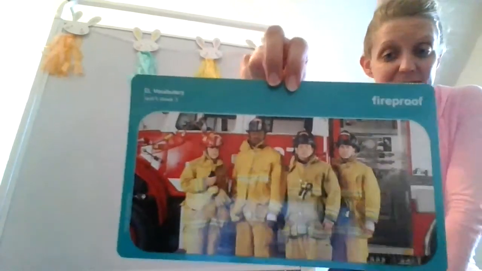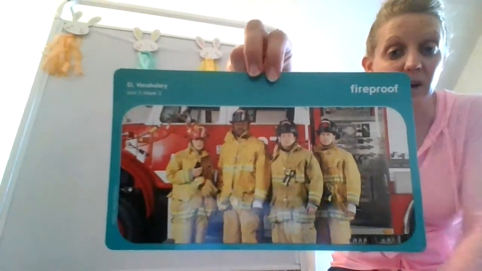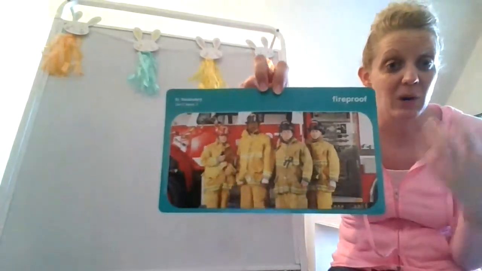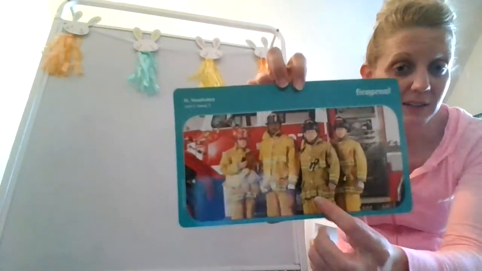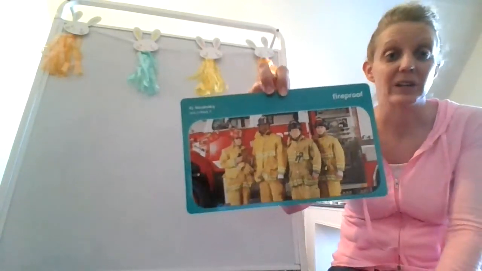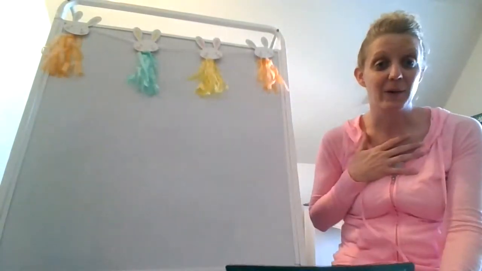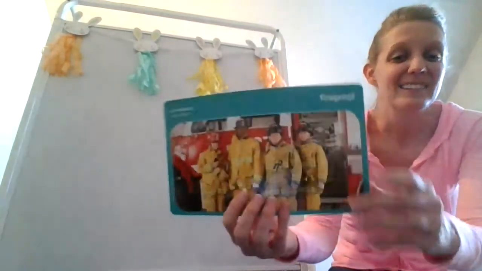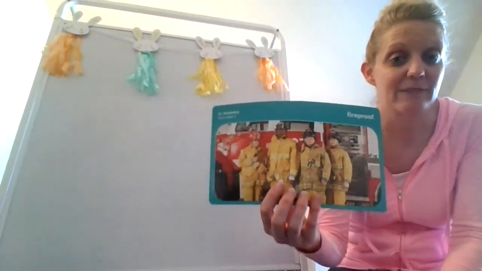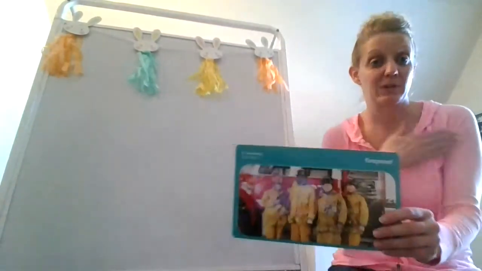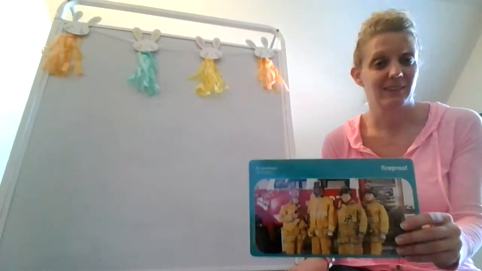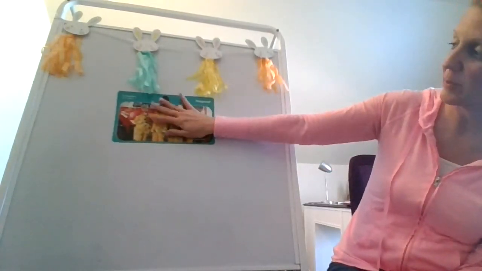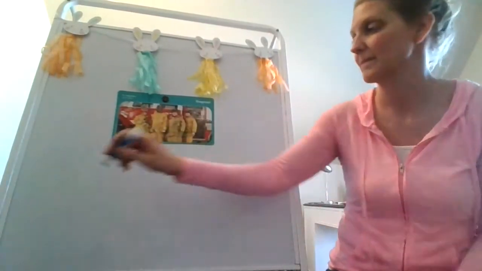The example says, the firefighters wear fireproof clothes. So that means if they walk into a building that's on fire, their clothes will not catch on fire. If I walked into a burning building right now, this would catch on fire. So it's important for them to have fireproof clothes because it protects their bodies. Okay. So fireproof means it is not easily burned by fire.